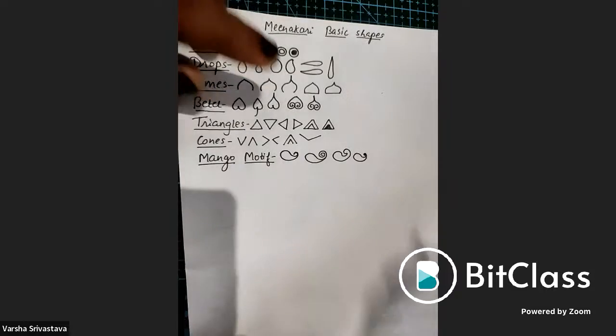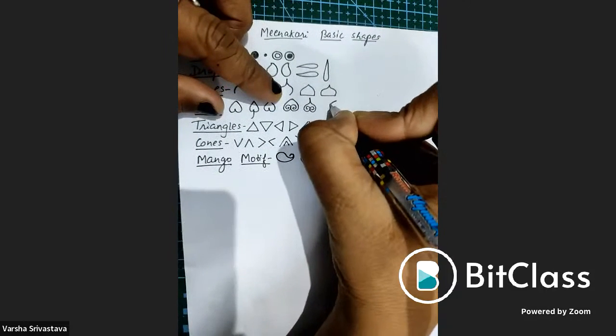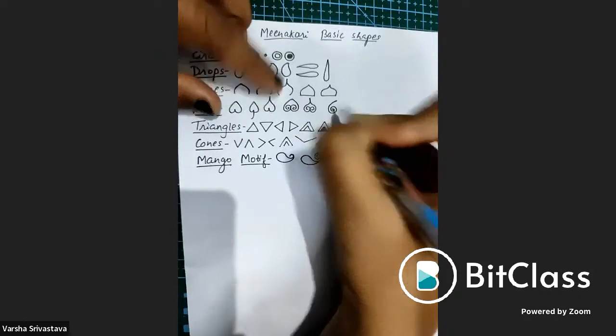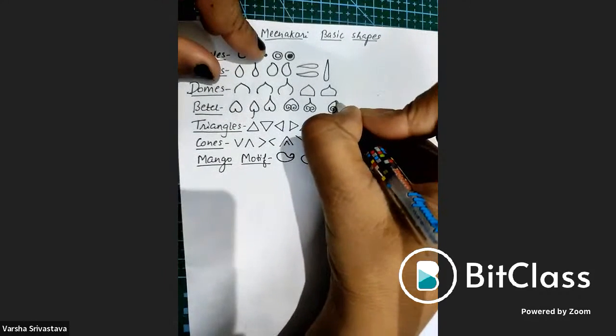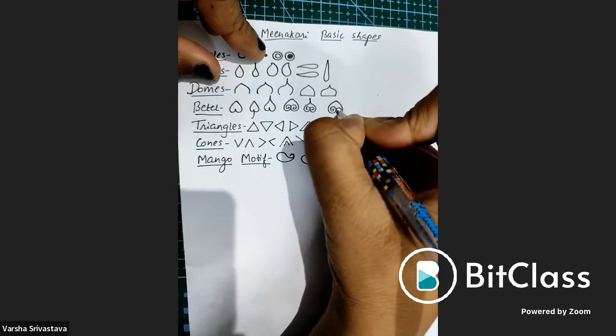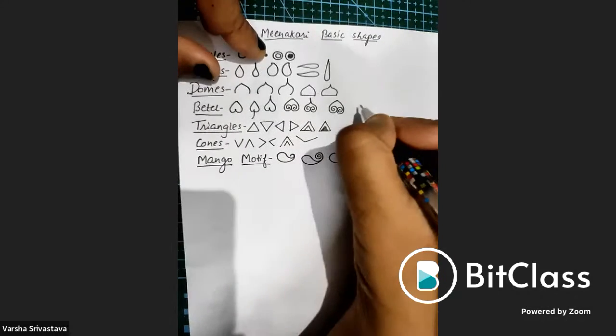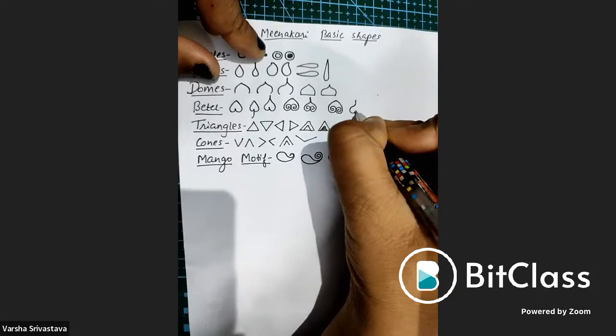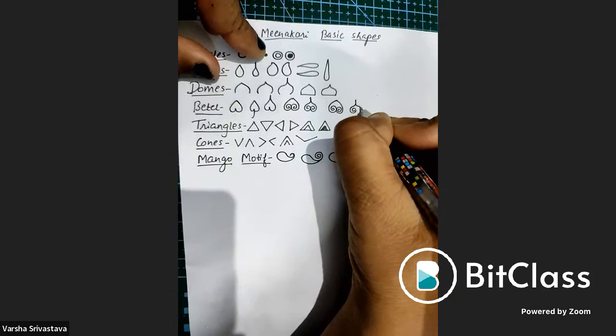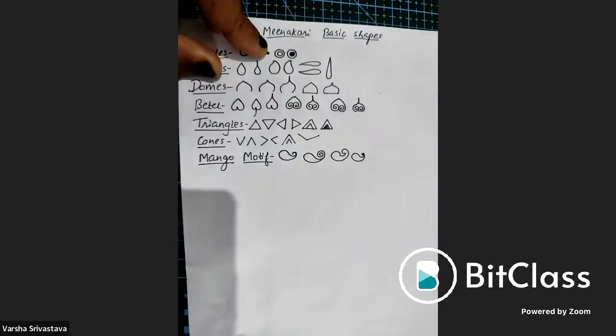Beetle, last two. Okay, firstly, I'm repeating the beetle. So just make it like this. Make a lot of coils like this, and then join the other one like this. Okay. Then make it pointed like this. These are the beetles.